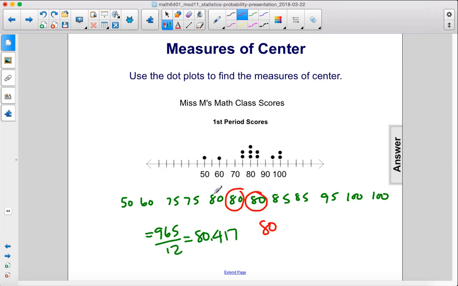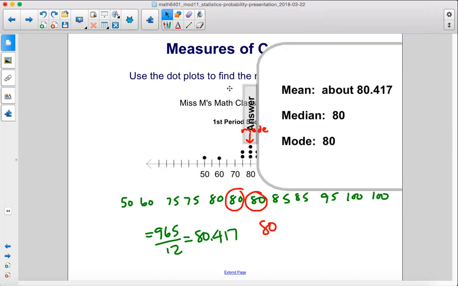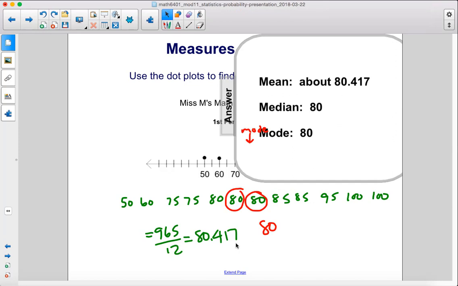And the mode is whichever number appears the most. And as we can see here, there's 3 scores that are all 80, so that is the mode. So those are our answers. The mean is about 80.417, the median was 80, and the mode is also 80.